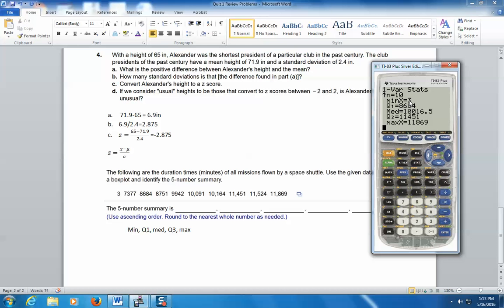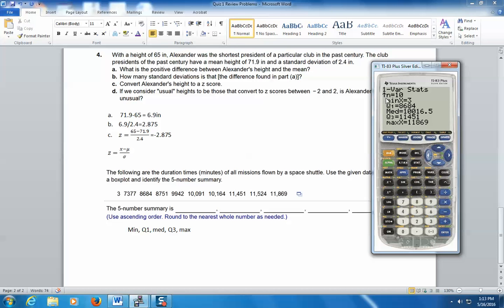So the minimum would be 3. The median, 10,016.5, that means these are all in order. There's 10 of them, so it's the average between the middle two. The first quartile, 8684, that's the median of the lower half. There's our 8,684 is the median of the lower five numbers. Third quartile is the median of the upper five numbers, which is 11,451. So that's our 5-number summary.